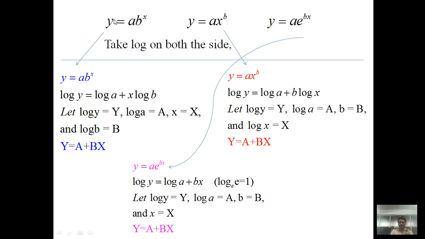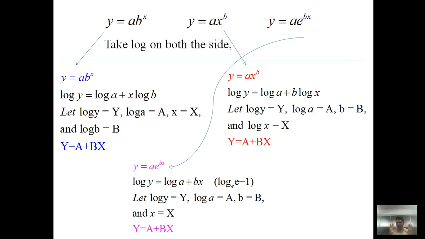So it doesn't matter which type of non-linear equation is here. Ultimately it is reduced to the linear form, y is equal to a plus bx. The difference is that the transformation is different. Here log x is equal to capital X, whereas here x and capital X both are the same. By applying the same strategy, we have to reduce the non-linear equation y is equal to a into e raised to bx into a linear form, y is equal to a plus bx.